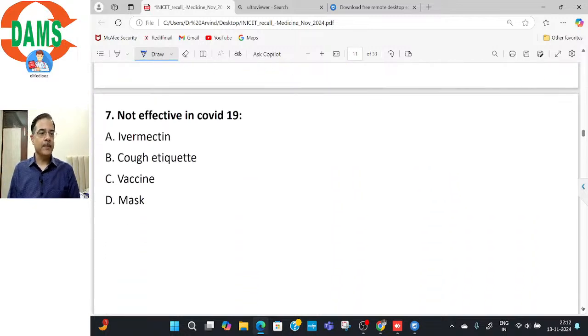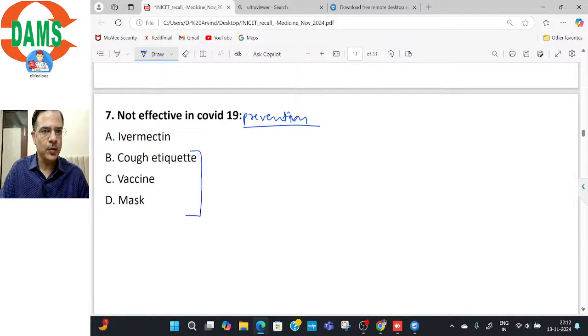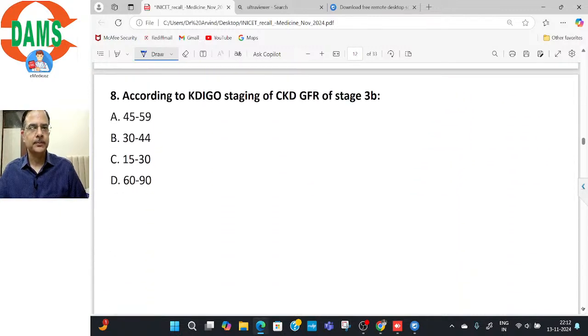Now, question number 7. Not effective in COVID-19 prevention. So still COVID questions are being asked, but these are easy questions. Which has proved to be effective in prevention? We all know that hygiene is important, masks are important, vaccines are important. So these can prevent COVID-19, but ivermectin is still not proved to be effective for COVID-19. So the answer is A option.